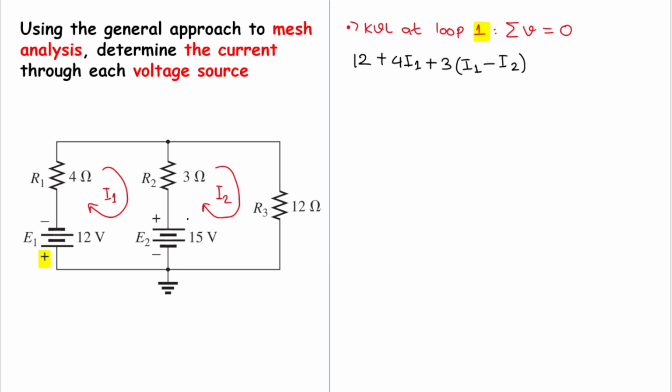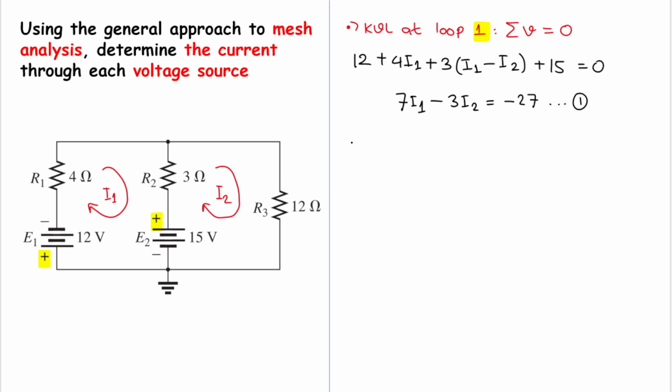Good. And then we have one more component, which is this 15-volt battery. The loop is entering from the positive terminal, so our sign will be positive, and the voltage is 15. Okay, good. All of that will equal 0. Now let's simplify this. 4 plus 3 is 7, so I have 7I1, and then minus 3I2. Then 12 plus 15 is 27, and moving it to the right-hand side, I have minus 27. Good, let's save this as equation number 1.